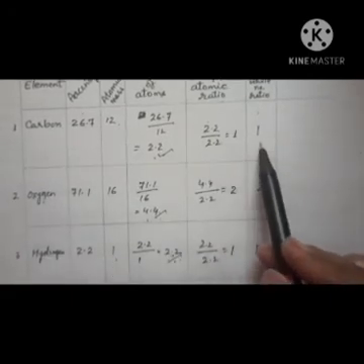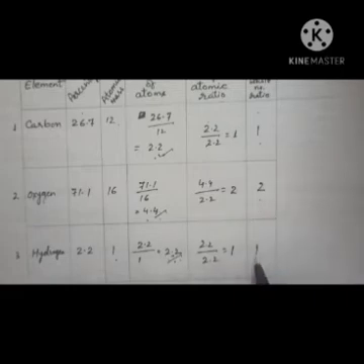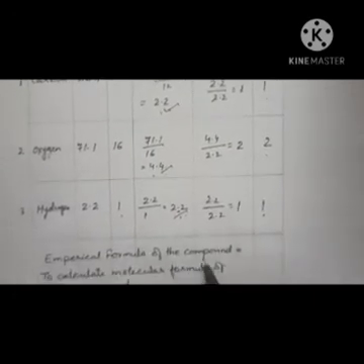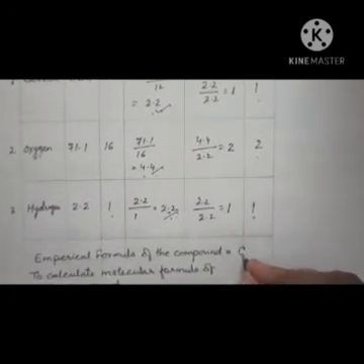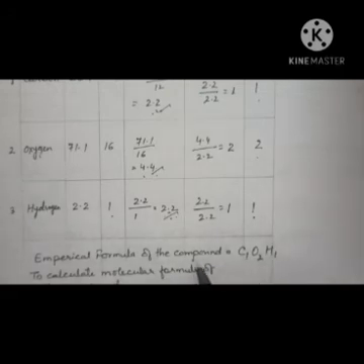So carbon 1, oxygen 2 and hydrogen 1. So what is the empirical formula of the compound? The empirical formula of the compound is C1O2 and H1. Understood? Or you can write it as CO2H. This is the empirical formula of that compound.